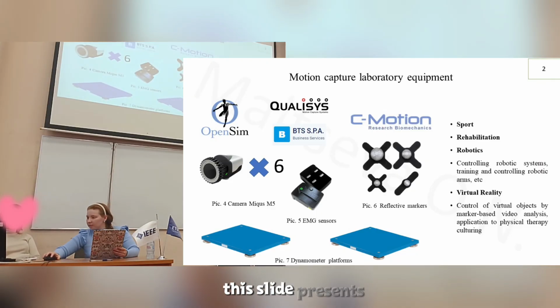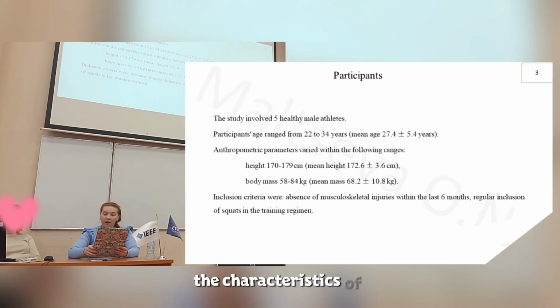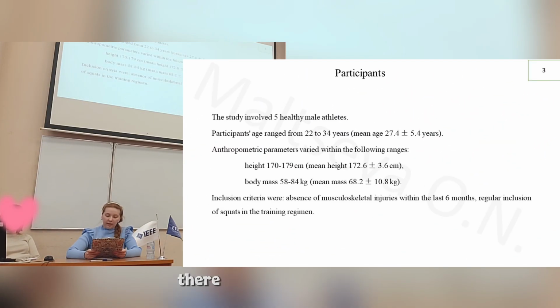This slide presents the characteristics of the study participants. There were 5 participants and their age, height and weight are listed here.